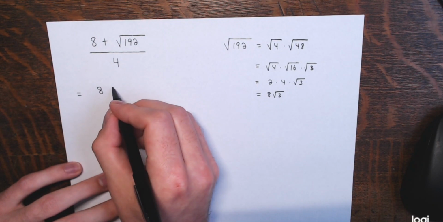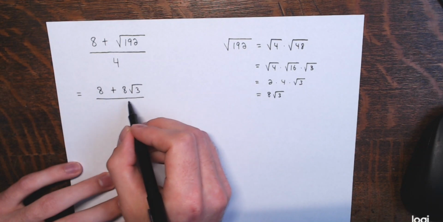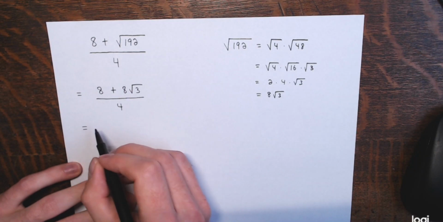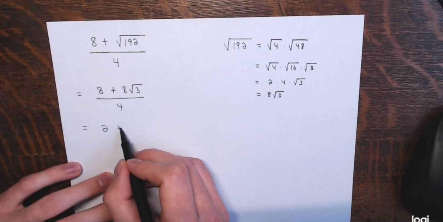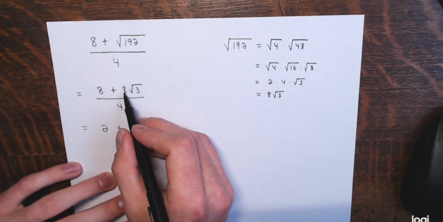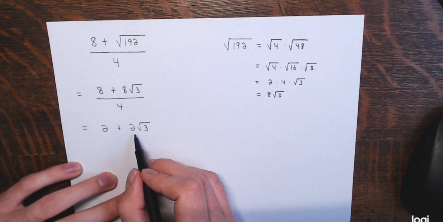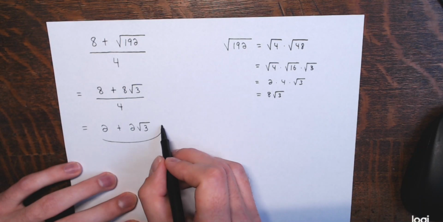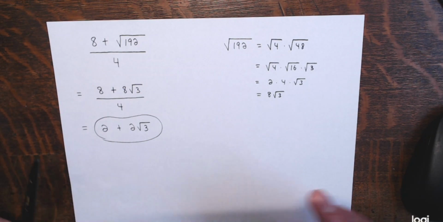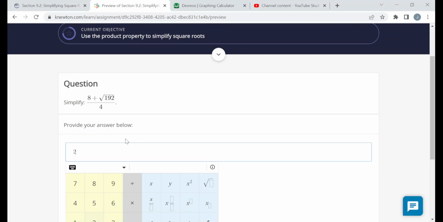So 8 plus 8 times the square root of 3, and each of these gets divided by 4. When you divide 8 by 4, that becomes 2, plus 8 times the square root of 3 divided by 4 becomes 2 times the square root of 3. And then these don't go together because they're not like terms. One has a square root of 3 attached, the other one does not. So that's as simple as that gets. So 2 plus 2 times the square root of 3.